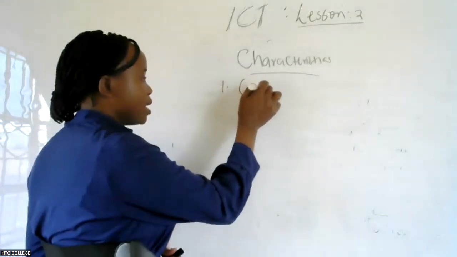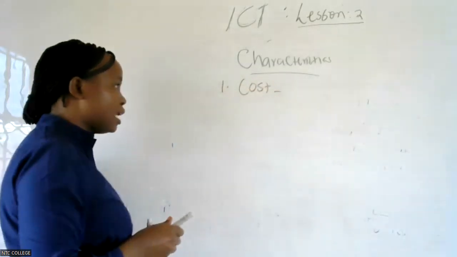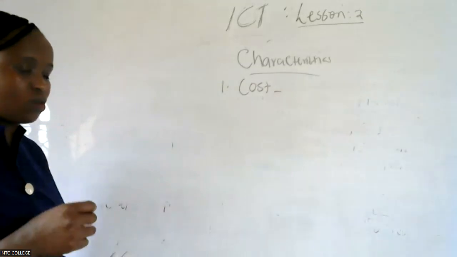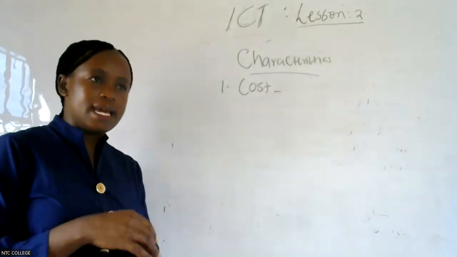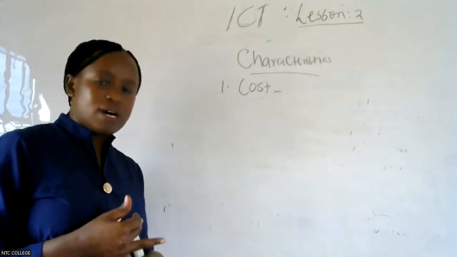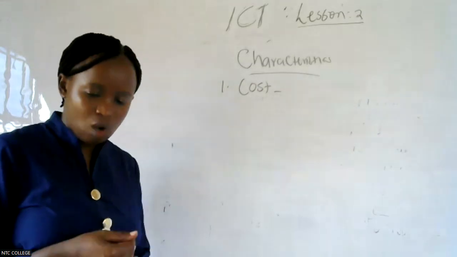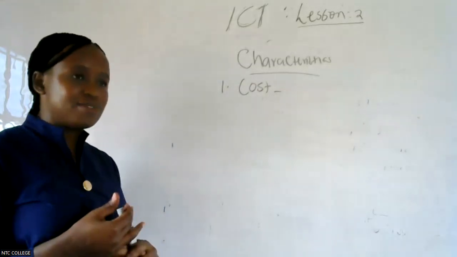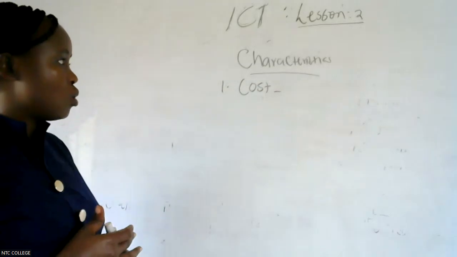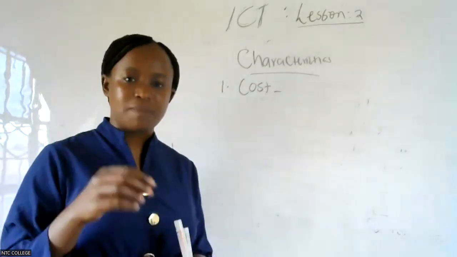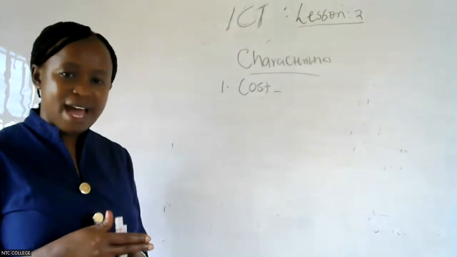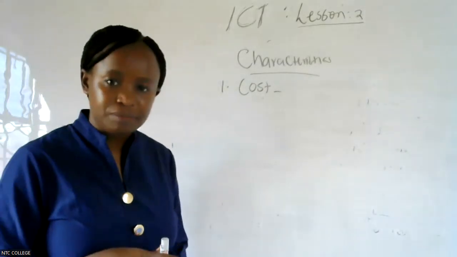Number one, we have to juggle in terms of finances. You have to consider the cost. In any selection of a software, look at the costs. We have two types of costs. We have the buying cost or the purchasing cost, and then we have the maintenance costs.